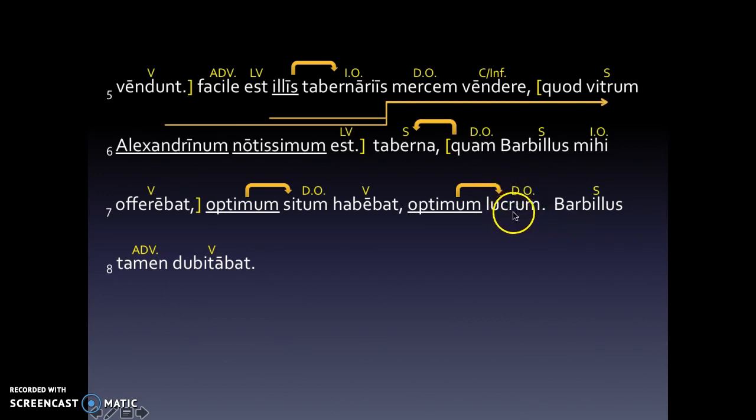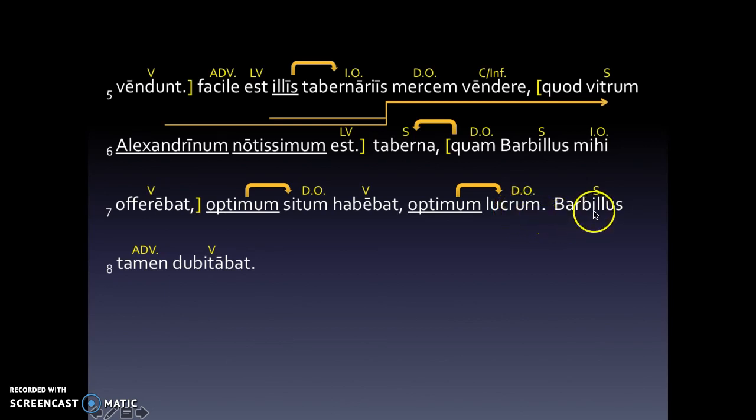Let's back up just a tiny bit. All right, so both lucrum and situm, these are neuter nouns. In form, these could be subject or direct object. But we already have a definite subject in this sentence up here, taberna, which forces these two into their other option as the direct object. All right, so what does this sentence say? The shop which Barbilus was offering to me had the best place, the best profit.